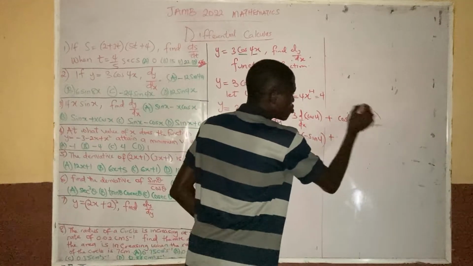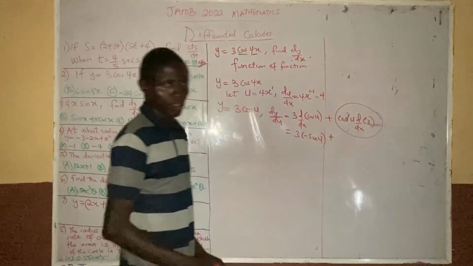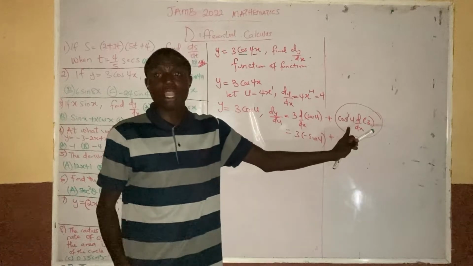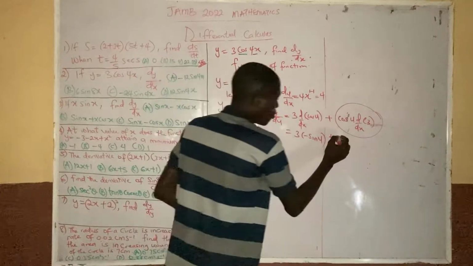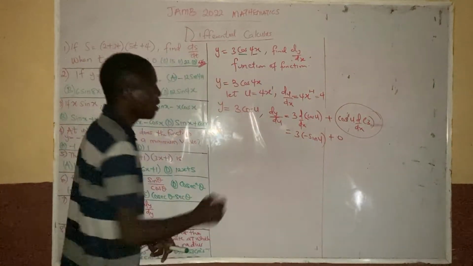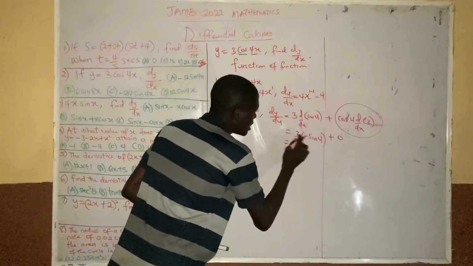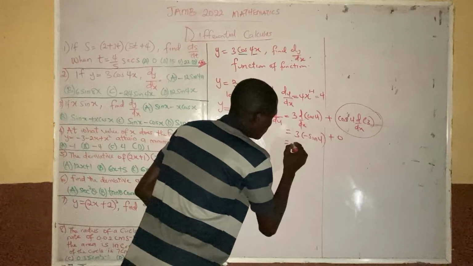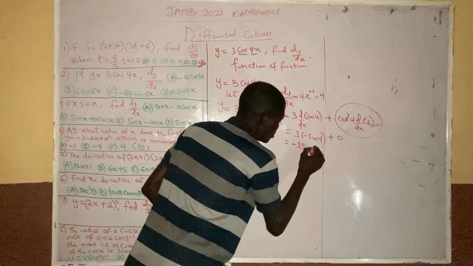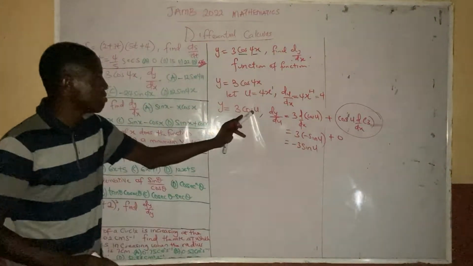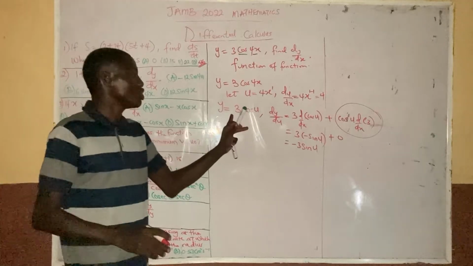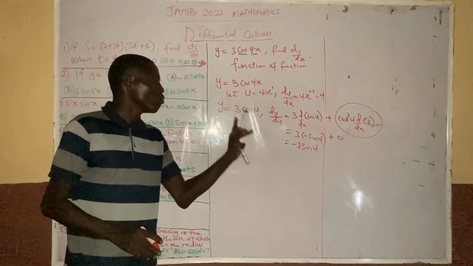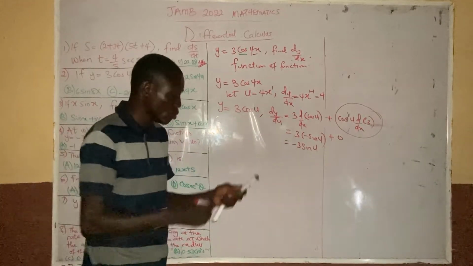So it cancels everything here. Because it's 0, everything here will become 0. This one becomes plus 0. So we have 3 times minus sine u, now we have minus 3 sine u. So that is the differential of y. So we have minus 3 sine u.